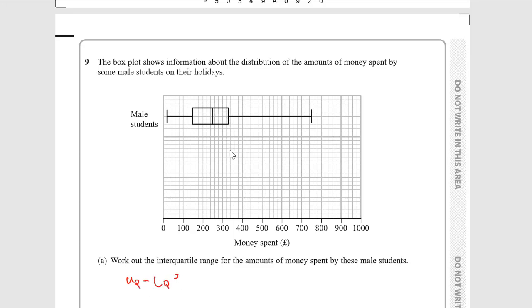So this represents the upper quartile. So that's about 330 because it's in between two boxes. So 330. And then this one here is in between two boxes again. Each one is worth 20, goes up in 20, so that's 150. So that's 180.